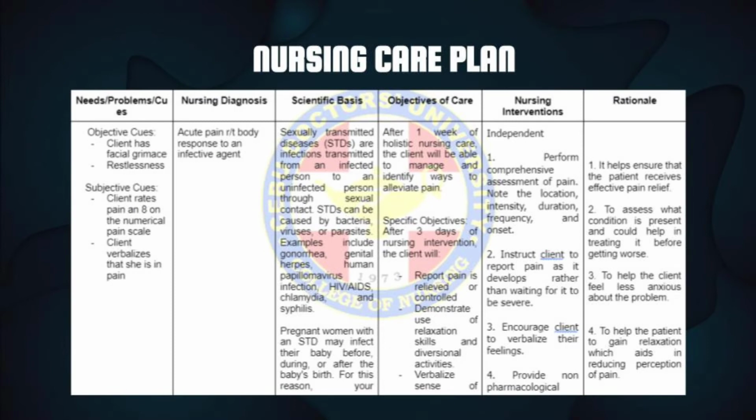So here are our nursing interventions. We have independent. For the independent nursing intervention, first, perform comprehensive assessment of pain, noting the location, intensity, duration, frequency, and onset. Second, instruct client to report pain as it develops rather than waiting for it to be severe. Third, encourage client to verbalize their feelings. Fourth, provide non-pharmacological methods of pain management like deep breathing exercises and meditation.